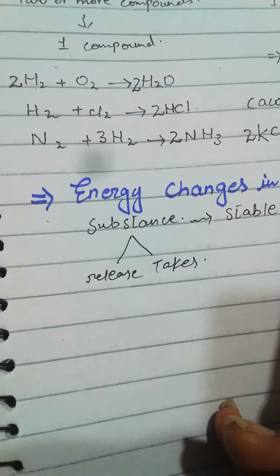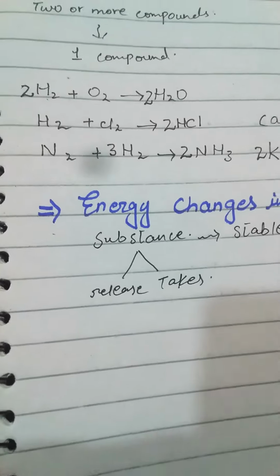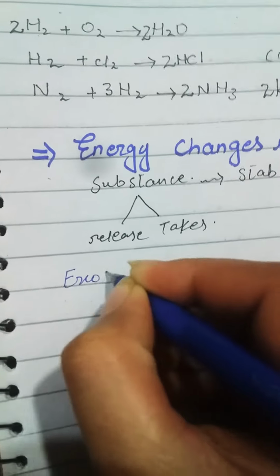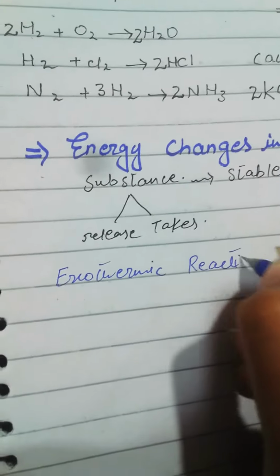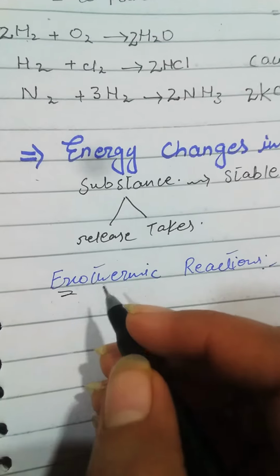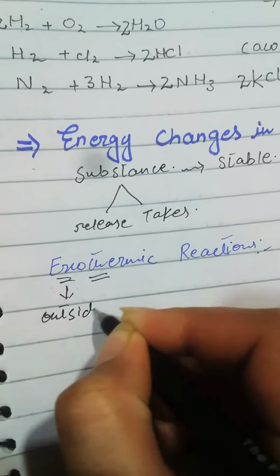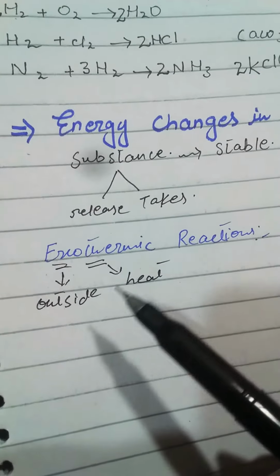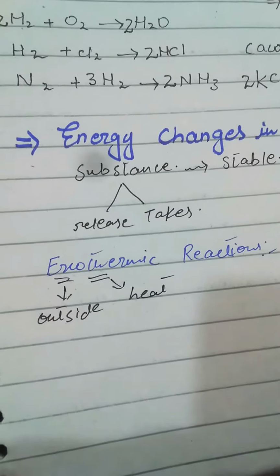On the basis of change in energy, chemical reactions are classified into two types: exothermic reactions and endothermic reactions. Here I am discussing the exothermic reactions. Exothermic reactions are those reactions as exo and therm. Exo means outside and therm means heat. So, as the name shows, exothermic reactions are those reactions in which heat is given out or moves outside of the reactions.